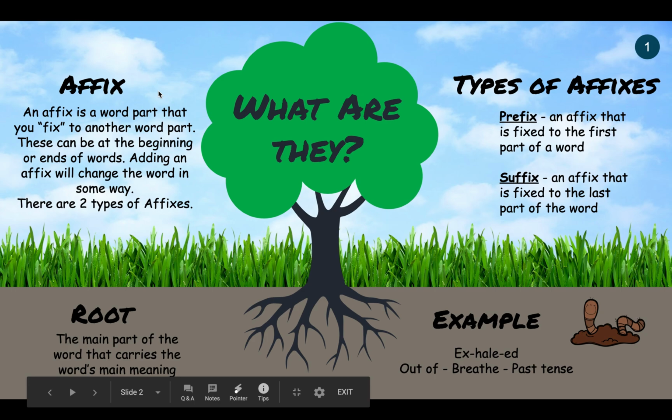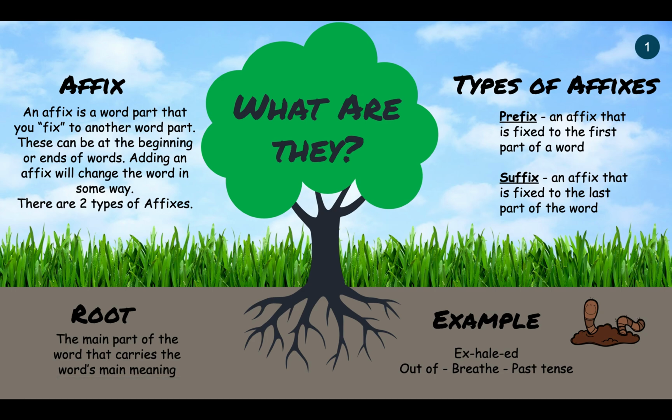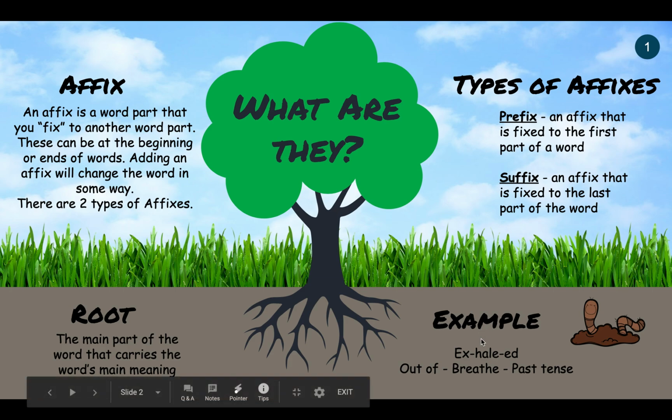An affix is a word part that you fix to another word part. These can be at the beginning or ends of words. Adding an affix will change the word in some way. There are two types of affixes. There are prefixes and suffixes. A prefix is an affix that is fixed to the first part of the word. In our example, ex, which means out of, is attached to the root hail, which means breathe. So now it doesn't just mean breathe, it means to breathe out.